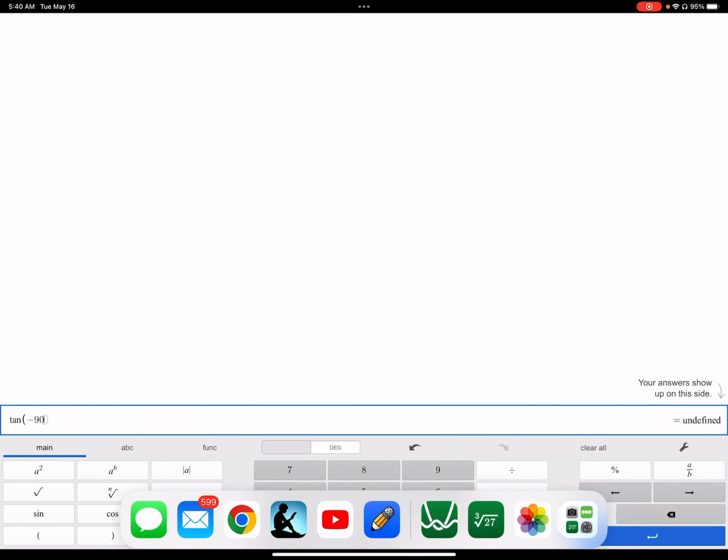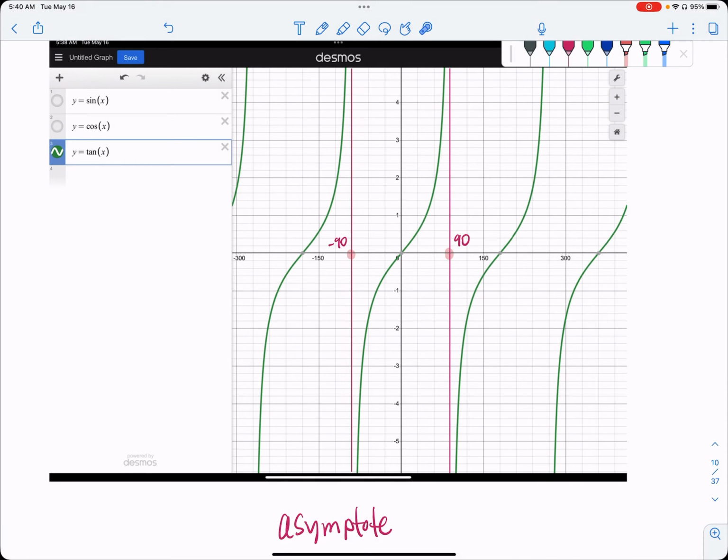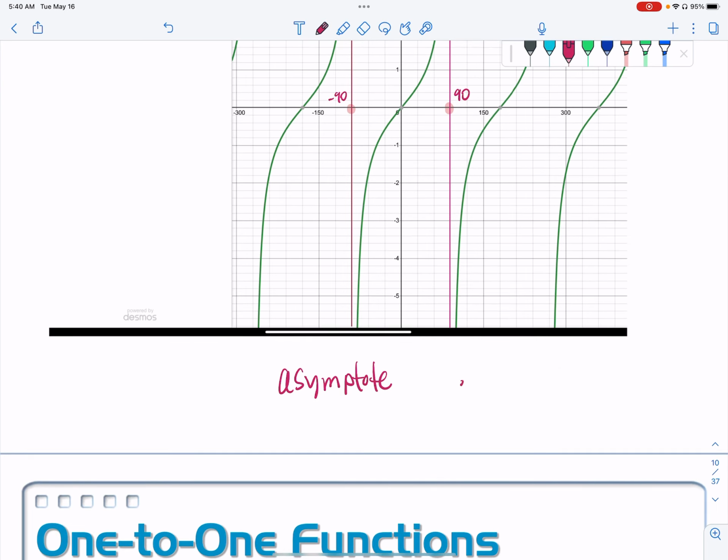So the entire reason doesn't have anything to do with right triangles. It has to do with the original circular definition of sine, cosine, and tangent, and what actually happens here. So, just a quick aside, y is equal to the tangent of x is the same thing as the sine of x over the cosine of x. And wherever the cosine is equal to 0, that's where tangent is undefined because you're going to be dividing by 0.